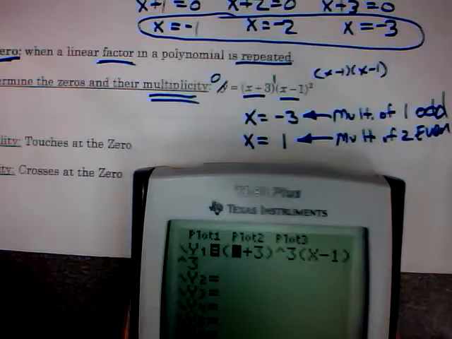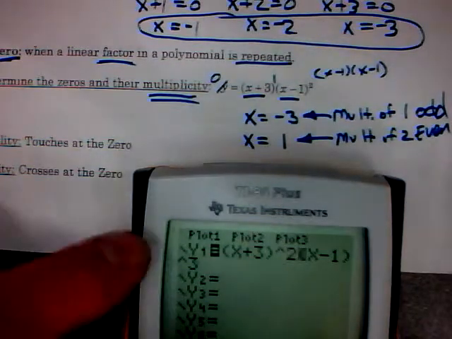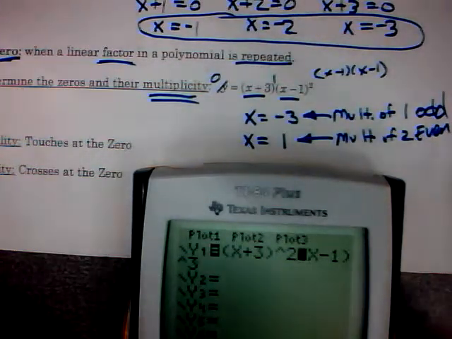Now, if I make one odd and one even, so let me change this down to a 2, but I'll leave that one a 3, you'll see what happens with the graph.